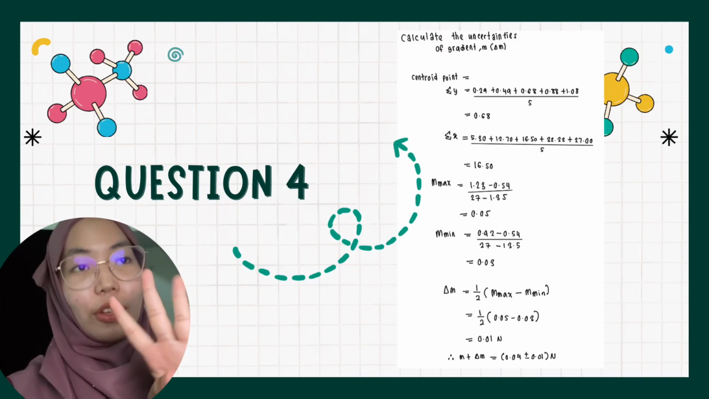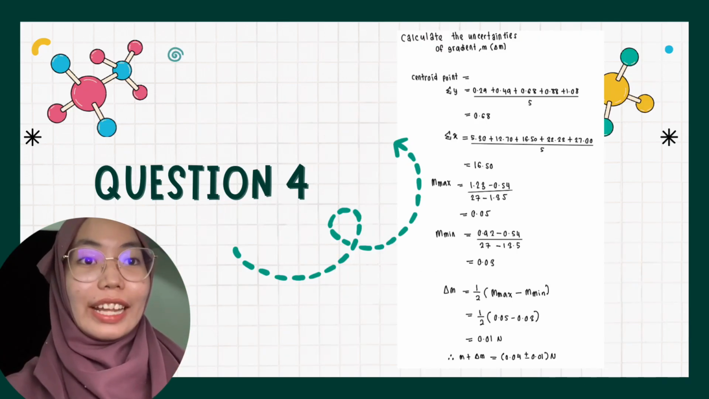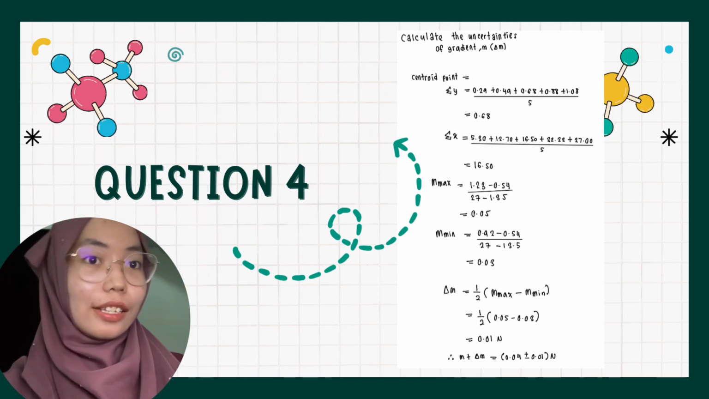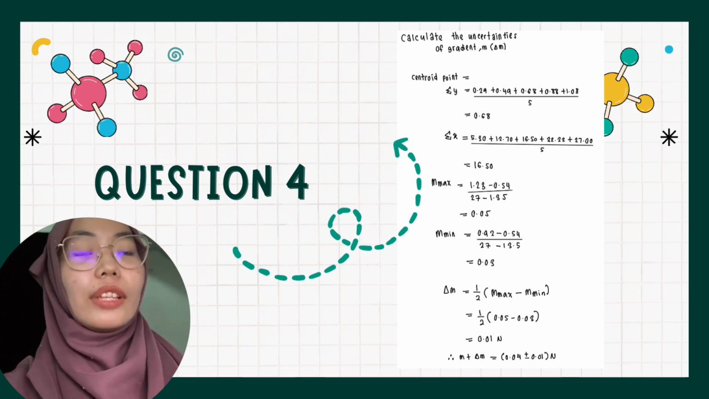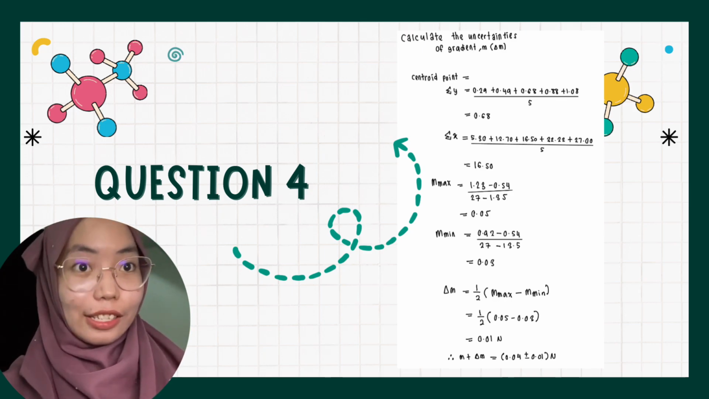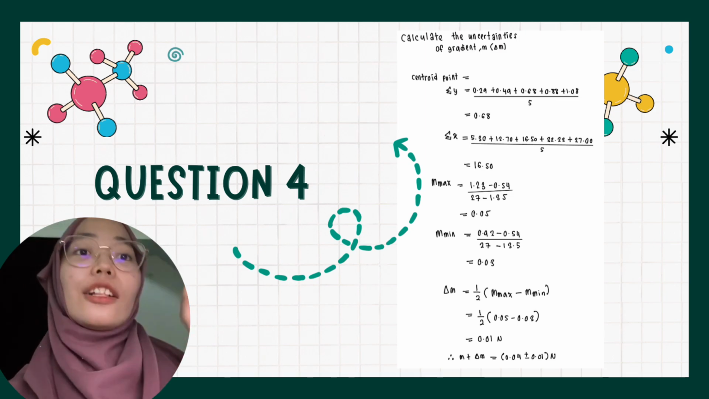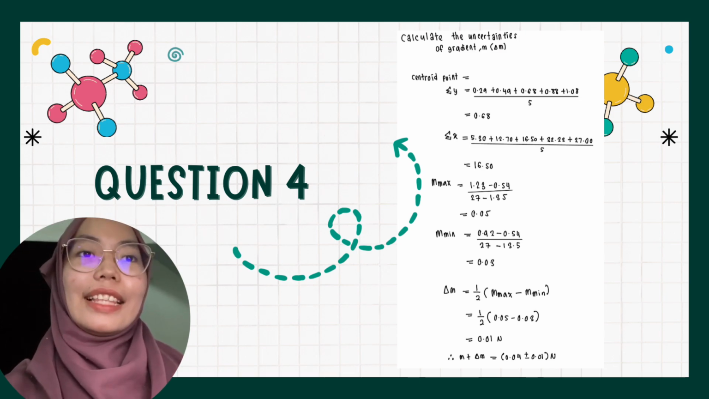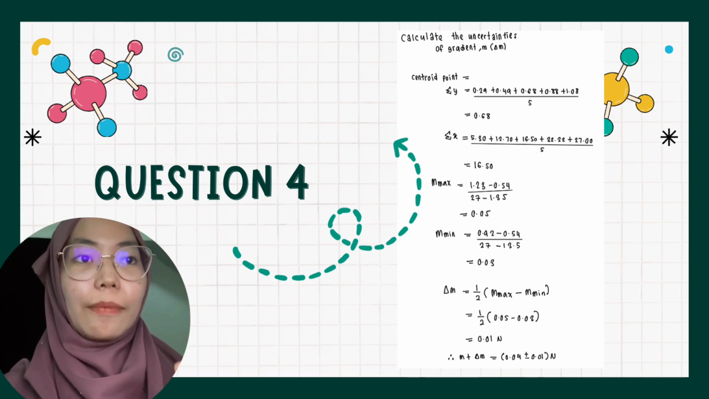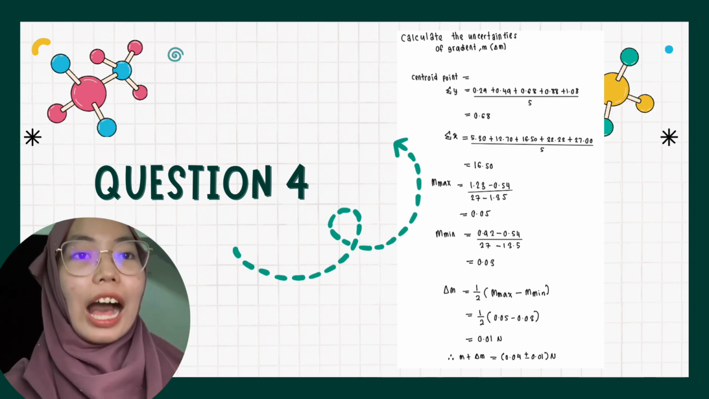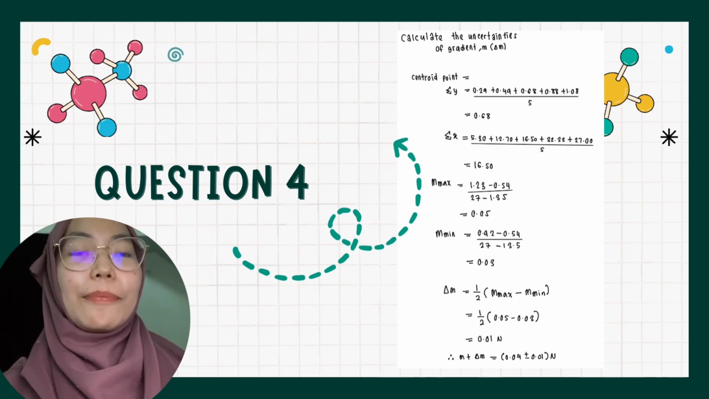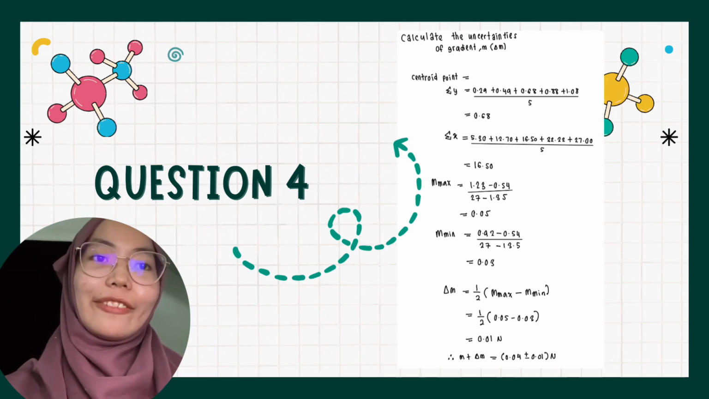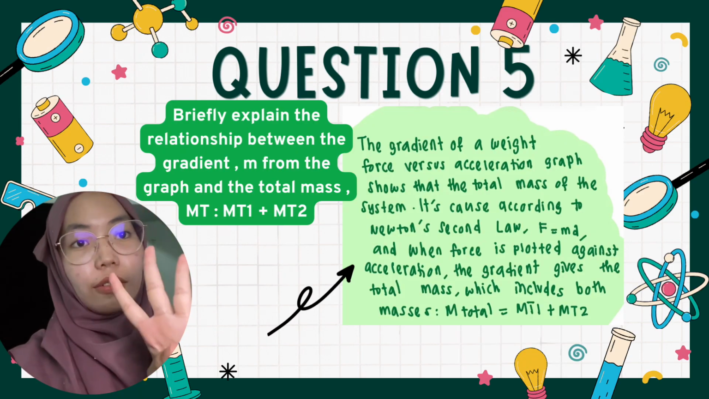Okay, question 4. Calculate the uncertainties of gradient m. First, I calculate the central point and I got this answer. Second, I calculate m maximum and I got this answer. And third, I calculate m minimum and I got answer 2. And lastly, I got the uncertainty of m, where the formula is half of m maximum minus m minimum, and I got 0.01 Newton.